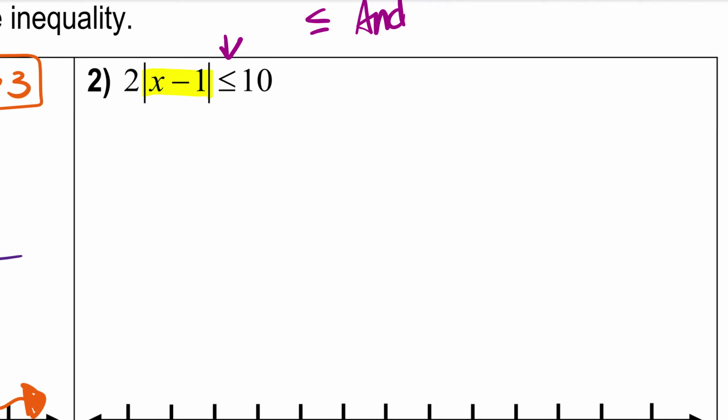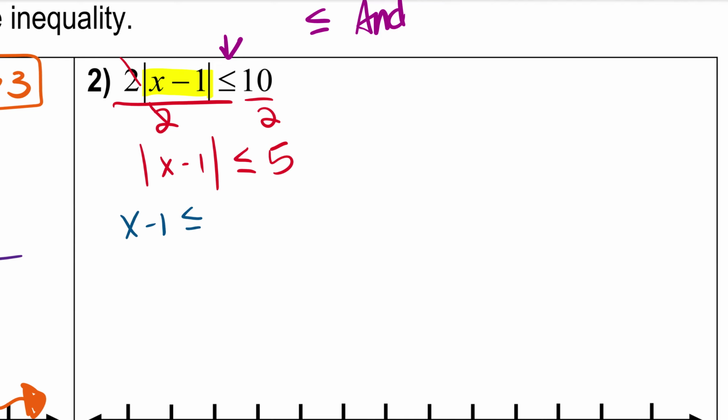Okay, so we're still going to solve it the same way though. I want my absolute value by itself. So I need to divide by 2 on both sides. So absolute value x minus 1 less than or equal to 5. And now I can split it up. So remember, the first time you just write it normal without the absolute value. The second time, I start with the same x minus 1, but I flip my inequality and add a negative. Okay? And now I can solve for x on each one.